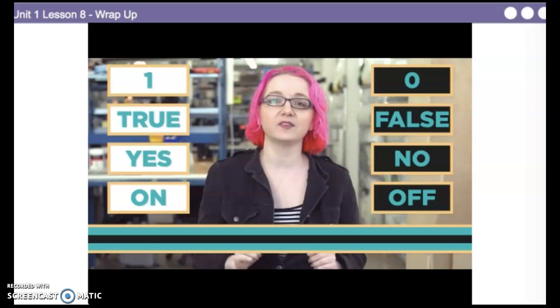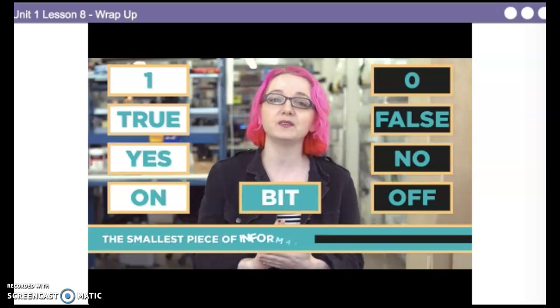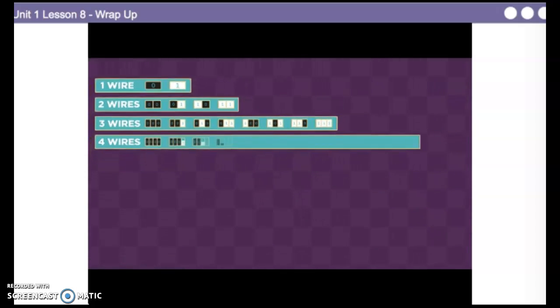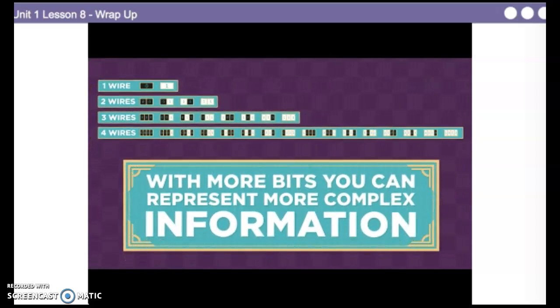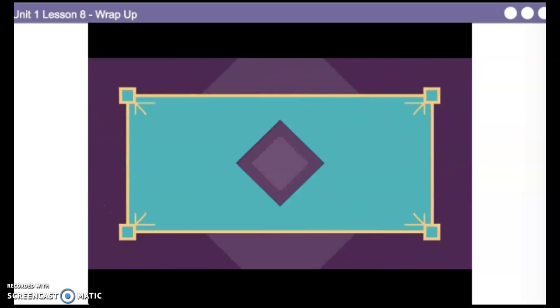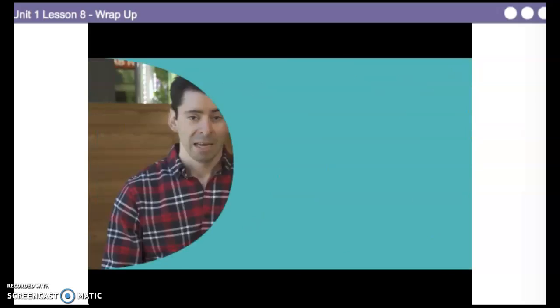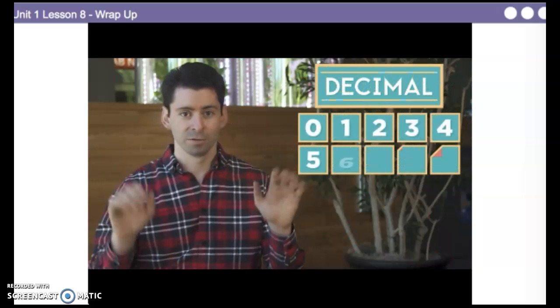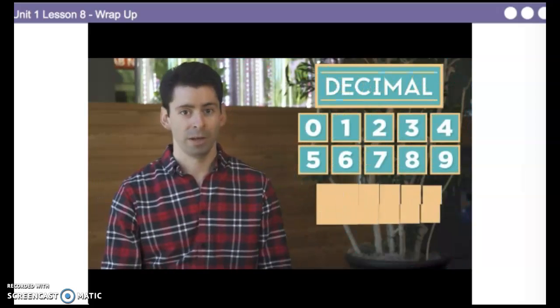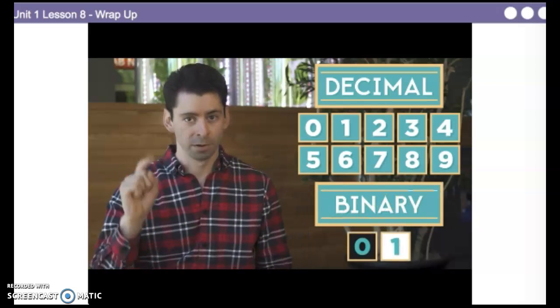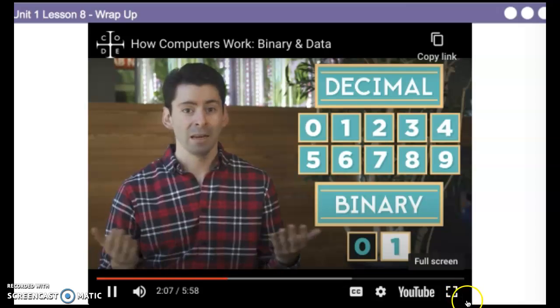This on-off state of a single wire is called a bit, and it's the smallest piece of information a computer can store. If you use more wires, you get more bits. More ones and zeros. With more bits, you can represent more complex information. But to understand that, we need to learn about something called the binary number system. In the decimal number system, we have 10 digits from 0 to 9, and that's how we've all learned to count. In the binary number system, we only have 2 digits, 0 and 1. With these 2 digits, we can count up to any number.